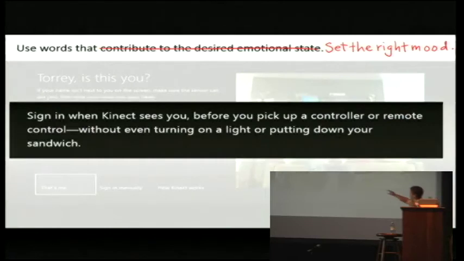This section, it was right in the middle, I'm zooming in, says, sign in when Kinect sees you before you pick up a controller or remote control without even turning on a light or putting down your sandwich. Now, this is not only legal text, but regulatory text, privacy policy text, because it is telling you that Kinect can see you in the dark and recognize you and your motions, right? Because you can control it before you turn on a light or put down your sandwich.